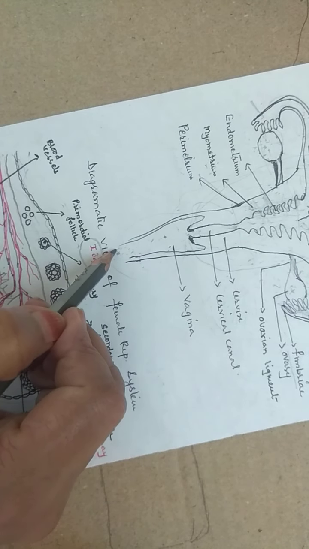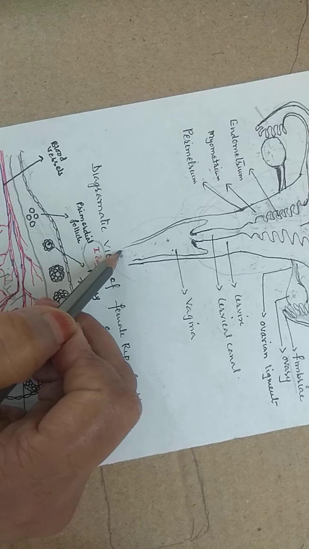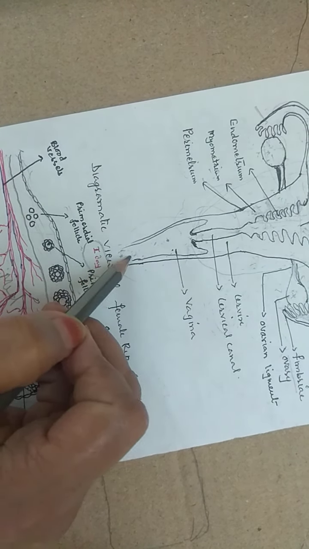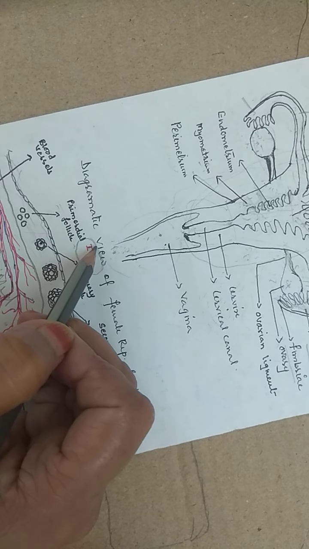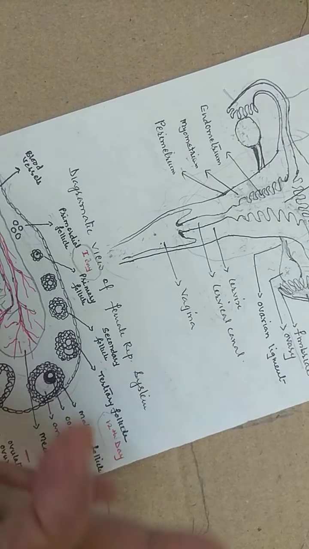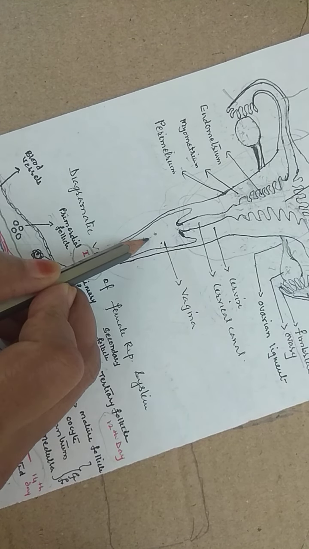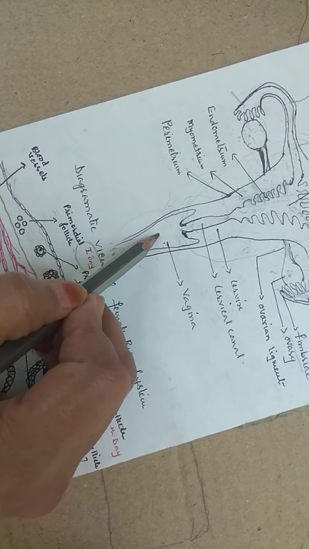Now the last part here is the vagina. This is a vagina. It is a highly distensible and collapsible fibromuscular tube. ये एक tube होता है and highly distensible होता है and collapsible means elastic nature होता है. How a balloon expands and contracts, same way this is also elastic in nature. And here the cervix opens into the vagina.